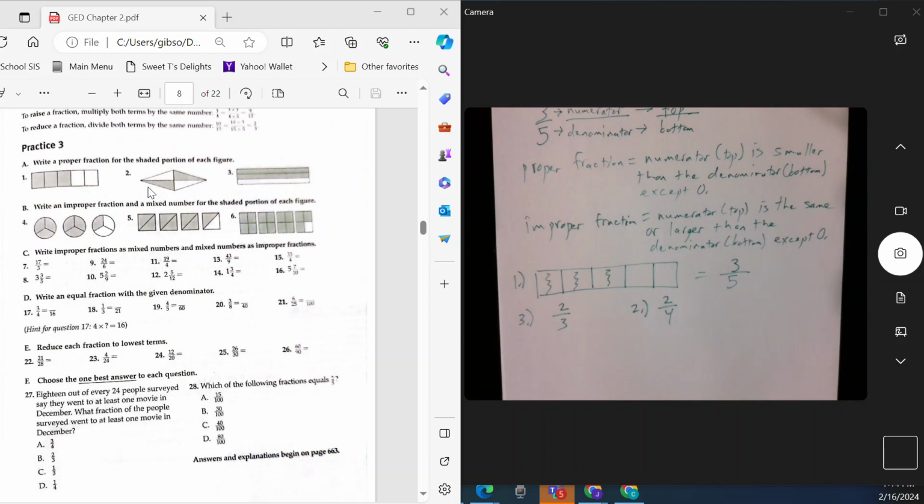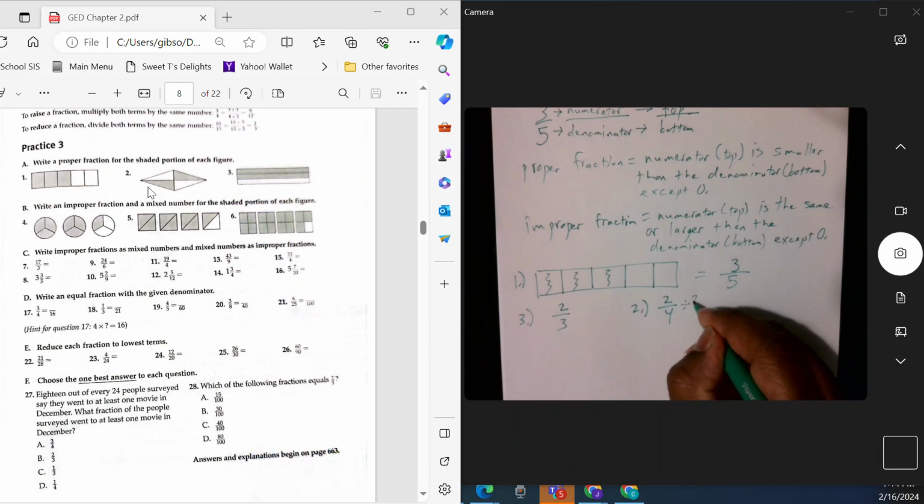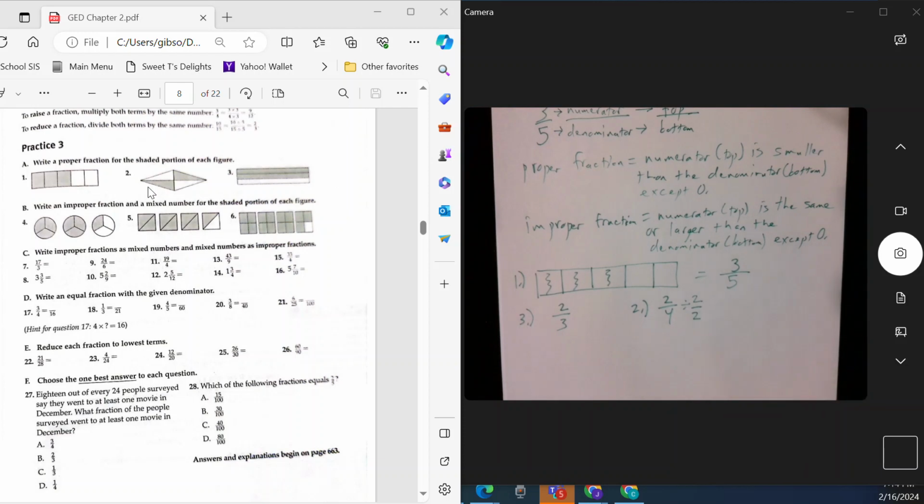2 and 4 both have 2 in common. Whenever you can divide both values by the same number to make the value look smaller, you're supposed to do that. That is what we call simplifying a fraction. So we would divide the numerator and denominator by the same value. 2 divided by 2 is 1, 4 divided by 2 is 2. So our final answer here would be 1/2. It's half of the figure.